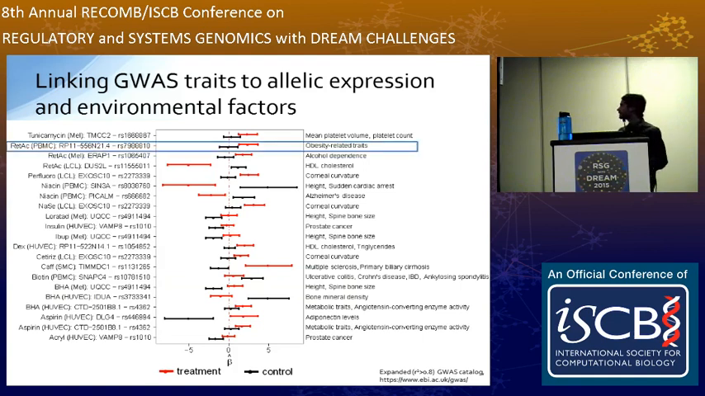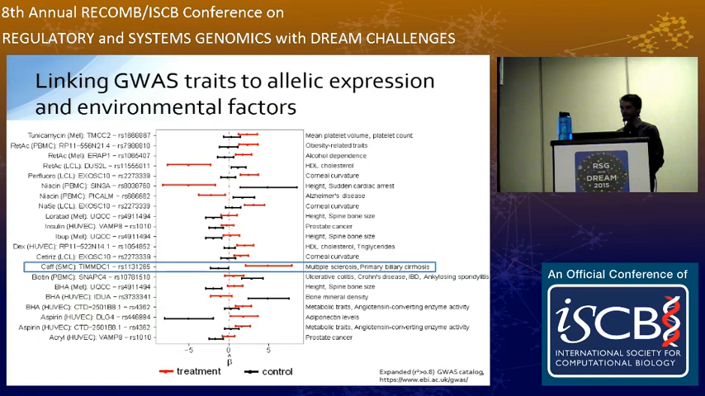So one example here is this long non-coding RNA that has allele-specific expression in response to retinoic acid, and it's linked to obesity-related traits. And some molecular studies have been showing a reduction in diet-induced obesity in mice treated with retinoic acid.